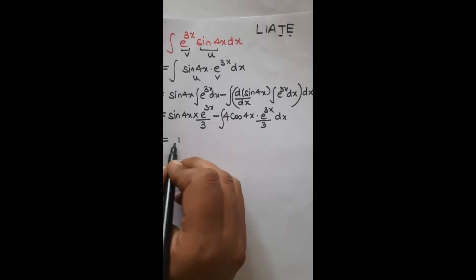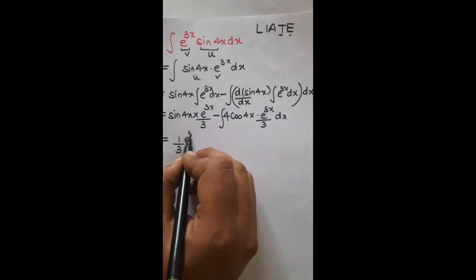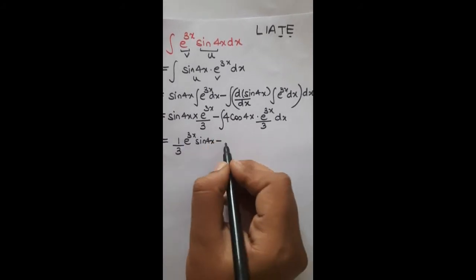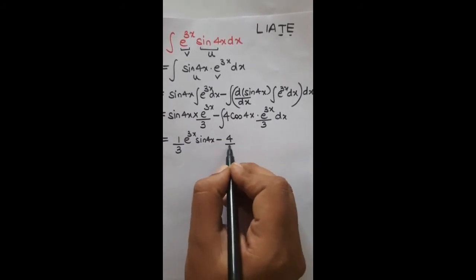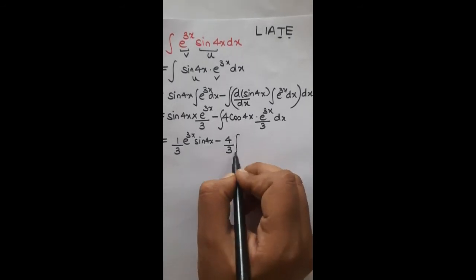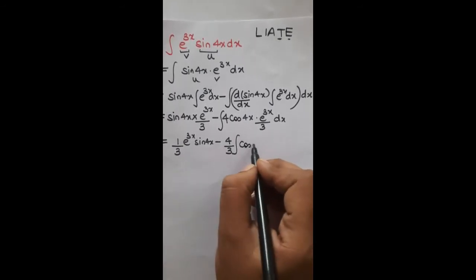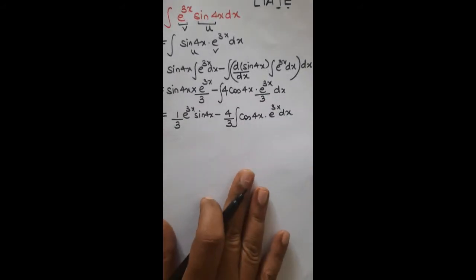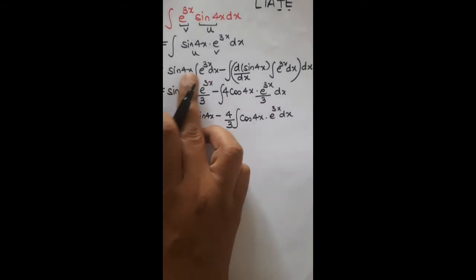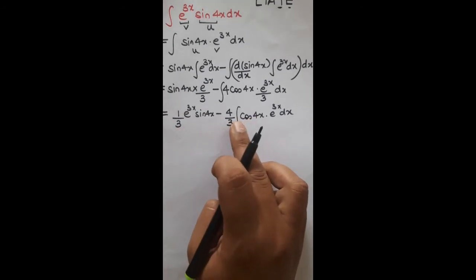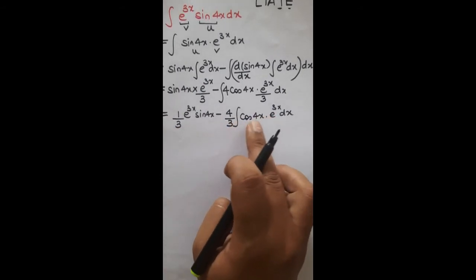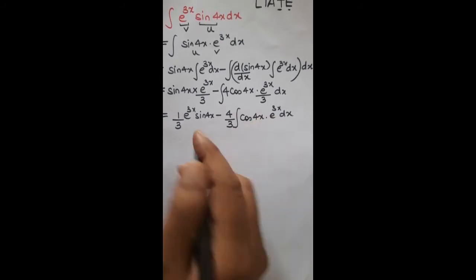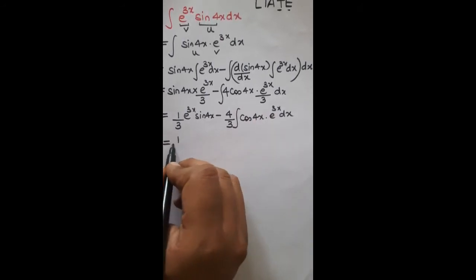I will rewrite this as 1 by 3 e raised to power 3x sin 4x minus 4 in the numerator, 3 in the denominator comes out as constants, into integration of cos 4x into e raised to power 3x dx. This has already been integrated. I still have an integration sign here. I have the product of two functions. Again, I will use the product rule, the UV rule. That is integration by parts.